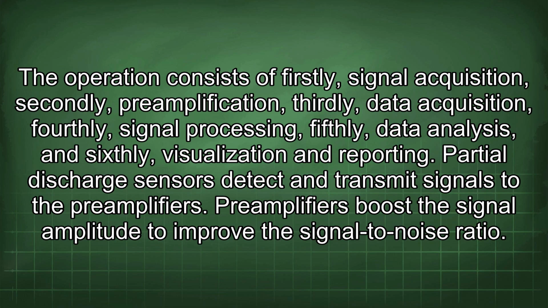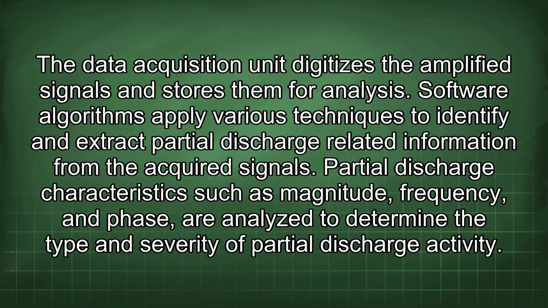Partial discharge sensors detect and transmit signals to the preamplifiers. Preamplifiers boost the signal amplitude to improve the signal-to-noise ratio. The data acquisition unit digitizes the amplified signals and stores them for analysis. Software algorithms apply various techniques to identify and extract partial discharge-related information from the acquired signals.